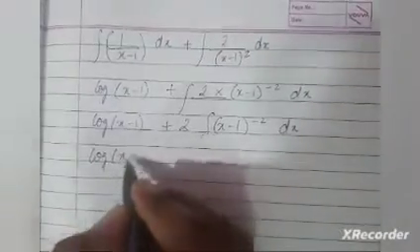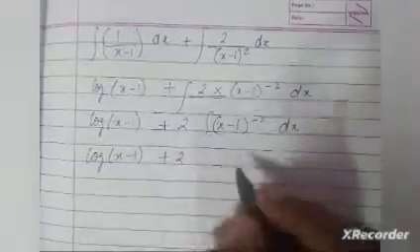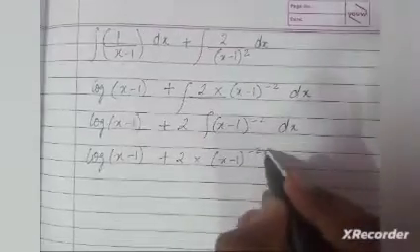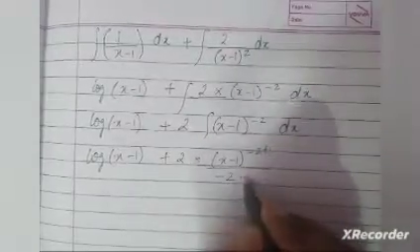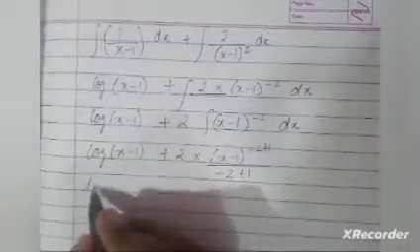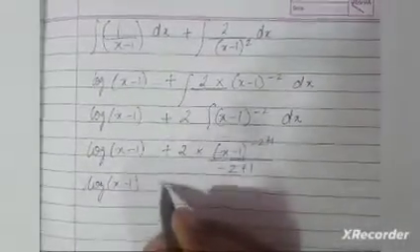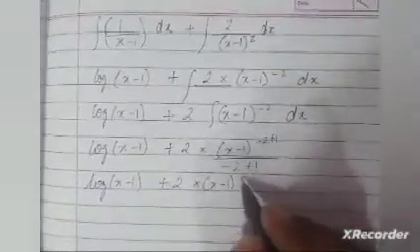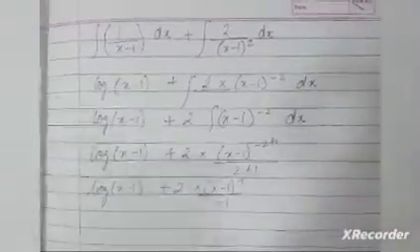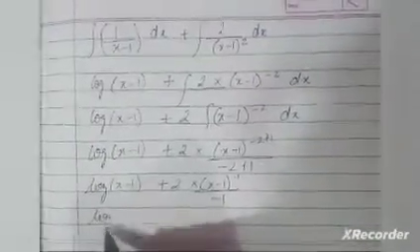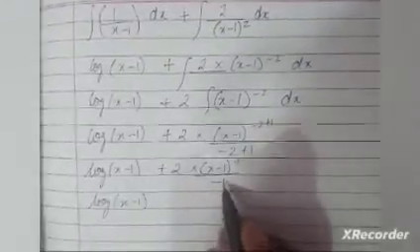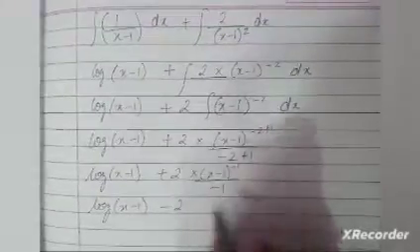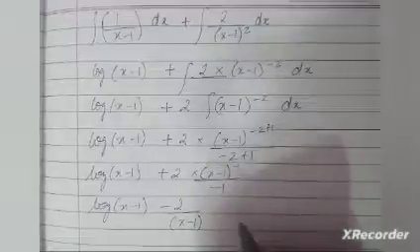Log x minus 1 plus 2, integrating this term we get x minus 1 to the power minus 2 plus 1 divided by minus 2 plus 1. Log x minus 1 plus 2. Here we get x minus 1 to the power minus 1 divided by minus 1. So we can write as log x minus 1. This minus 1 we can write here as minus 2 and we can put this in the denominator, x minus 1 plus c.